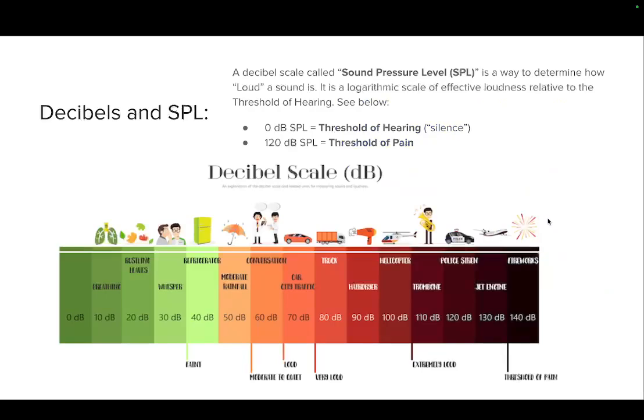We can measure decibels and amplitude in a few different ways, but the most useful way at this point is to use the decibel scale called sound pressure level, SPL. It is a way to determine how loud a sound is. It is a logarithmic scale of effective loudness relative to the threshold of hearing. 0 dB SPL is our threshold of hearing, meaning that it is our theoretical construct of silence.